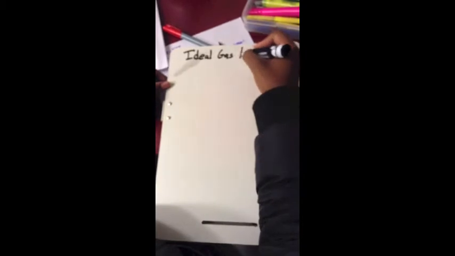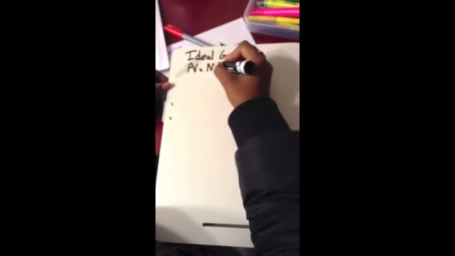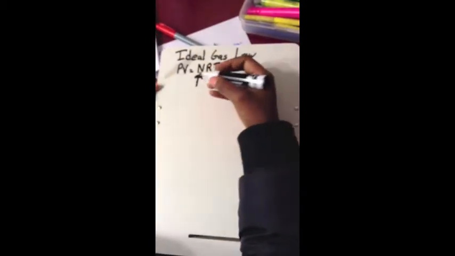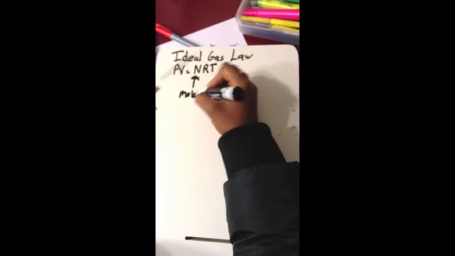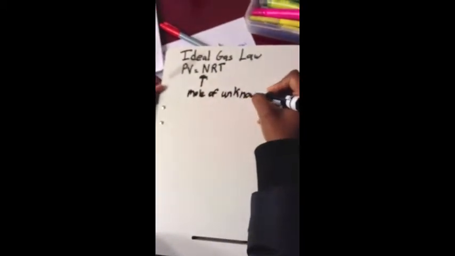Alrighty guys, so the ideal gas law is PV equals nRT. We are solving for n, which is the moles of the unknown salt.